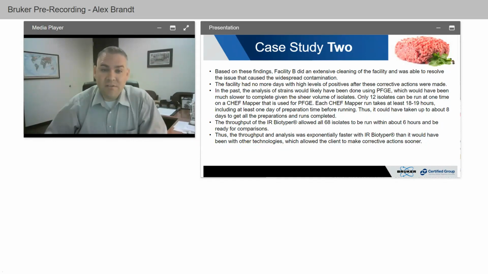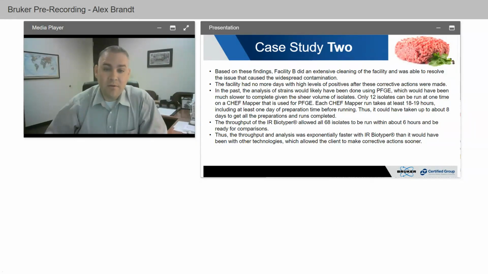And so in the past, the analysis of strains like this would have been done with PFGE. And that would have been much slower to complete given the sheer volume of isolates. I mean, this was a lot of isolates, 68 isolates that we would have had to run through PFGE. And only 12 isolates can be run at a time on a CHEF Mapper that's used for PFGE. And each CHEF Mapper run, as we saw in the previous case study, takes at least 18 to 19 hours, including at least 1 day of preparation before running. Thus, this could have taken us up to 8 days to get all of these preparations and runs completed.